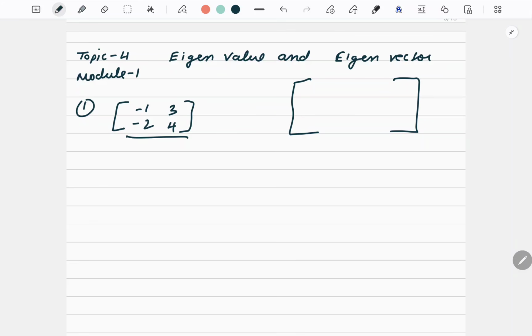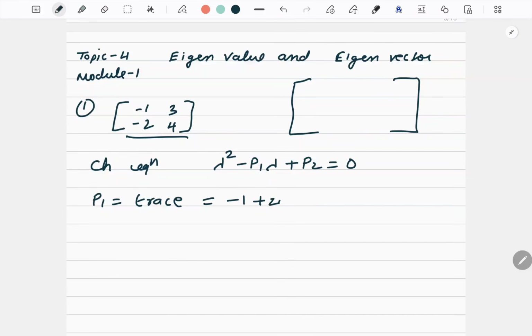Okay. Now, how to find the eigenvalue and eigenvector? It is a 2 cross 2 matrix. So the first step is you have to write the characteristic equation. The characteristic equation for 2 cross 2 is lambda square minus p1 lambda plus p2 is equal to 0. Now p1 is equal to the trace. What is trace? Trace is the sum of the diagonal elements. So here it is minus 1 plus 4. These are the diagonal elements. So this will become 3.